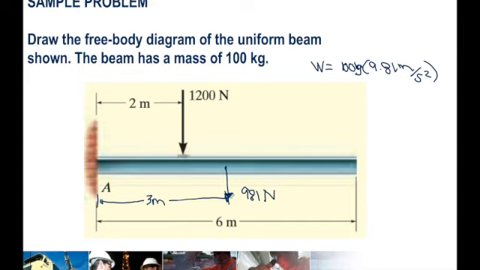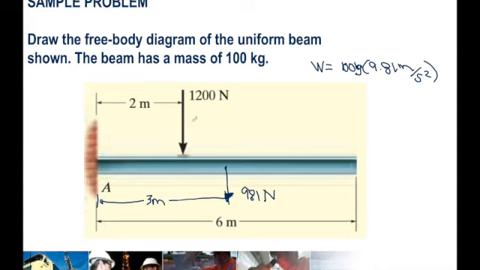Okay, so now that we have placed the weight of the beam, we also have here a 1200 Newton force applied somewhere here, 2 meters from point A. Okay, so what is this? It's a fixed support. So how many unknowns when we have a fixed support? That would be 3 unknowns.